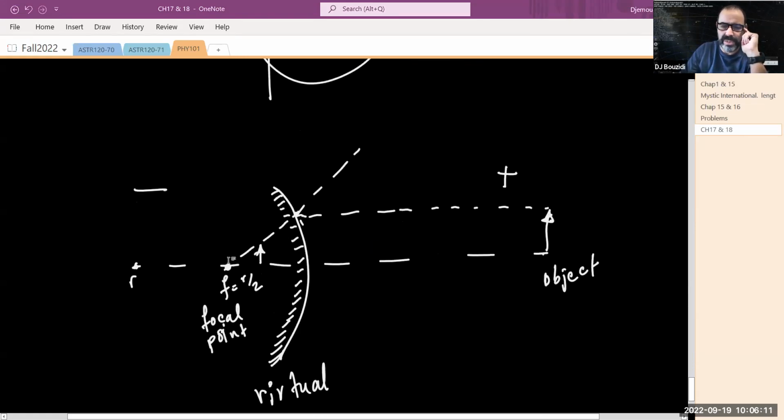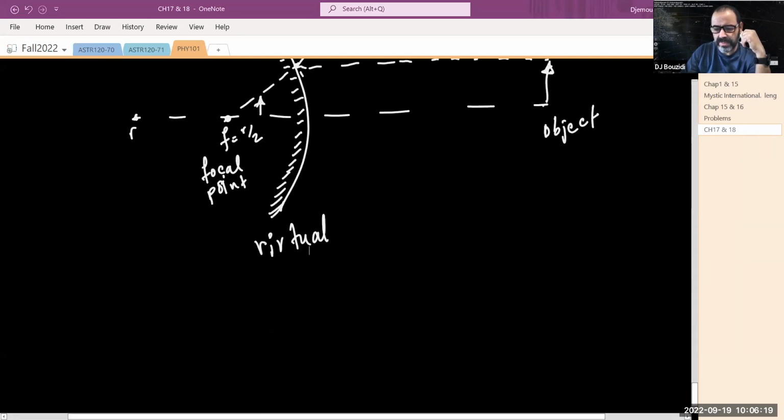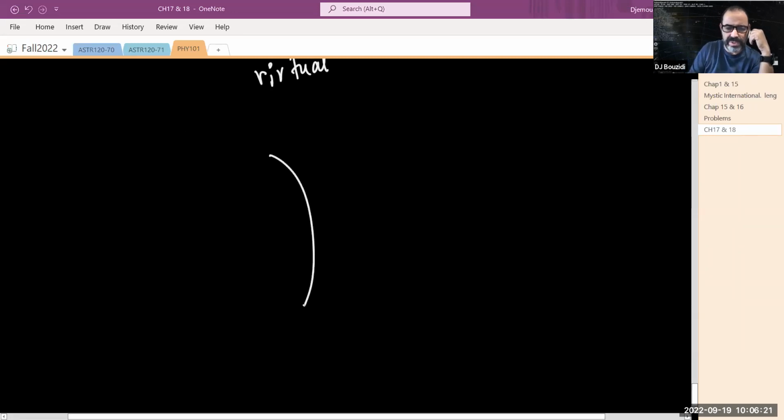In this case, the way I found this image in here, all I did was find the normal. So how do I find the normal to a surface? It's perpendicular to the tangent to the surface. If I give you a surface and tell you I want the normal here, you find the tangent to the surface, and the normal is perpendicular to that.